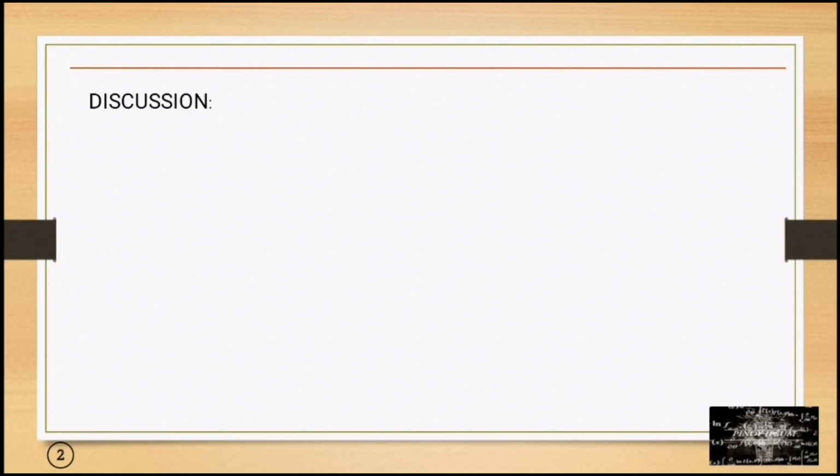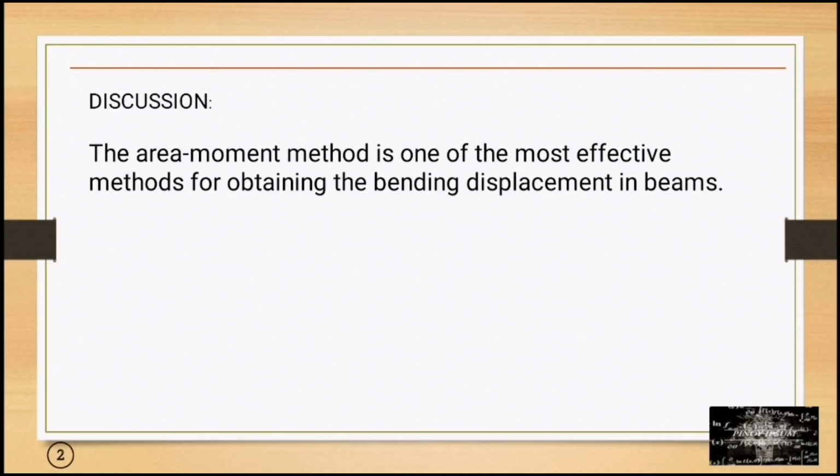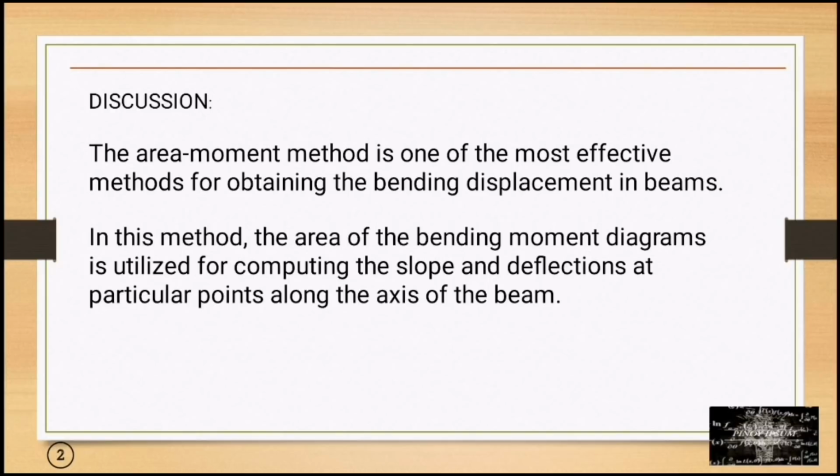Now for the discussion, the area moment method is one of the most effective methods for obtaining the bending displacement in beams. In this method, the area of bending moment diagrams is utilized for computing the slope and deflections at particular points along the axis of the beam.